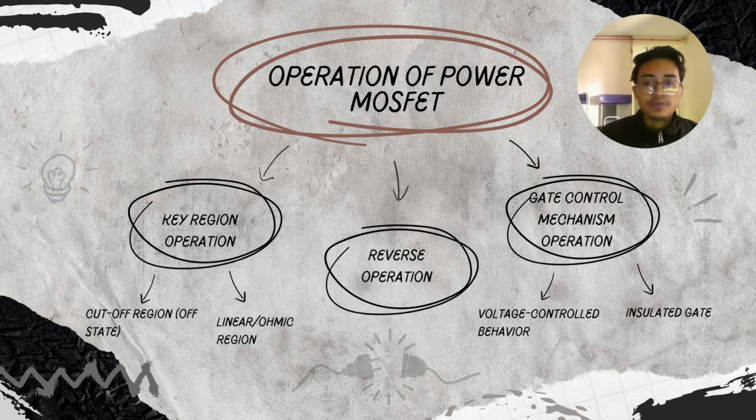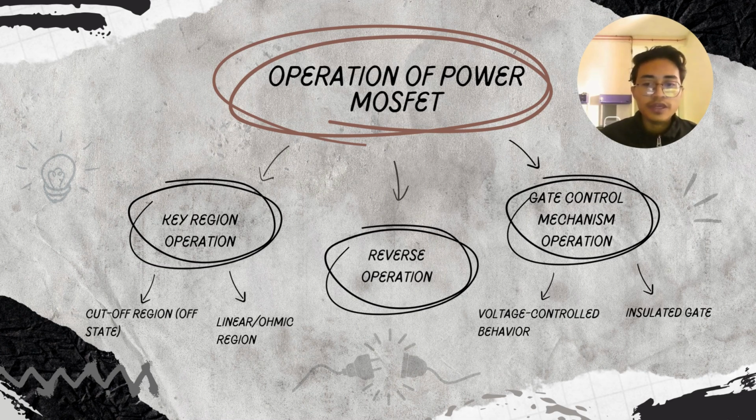For reverse operation, power MOSFET includes an intrinsic body diode between the drain and source which conducts current in reverse polarity when the MOSFET is off. It is useful in applications like synchronous rectifier.